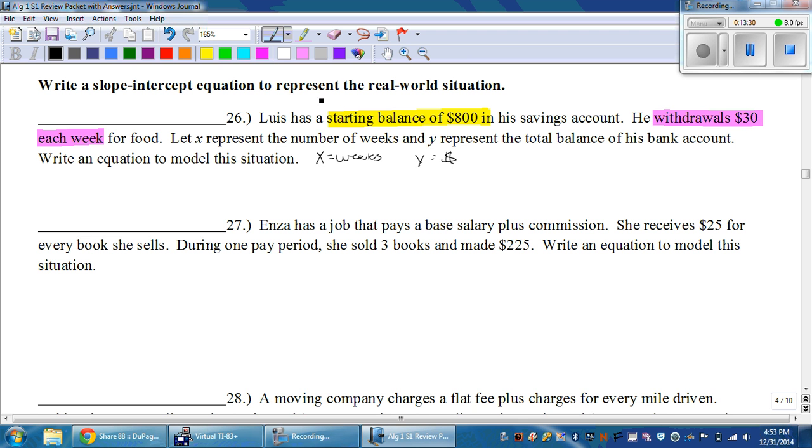Well, remember that each is telling us slope. So I know that slope has something to do with 30 and he's withdrawing that. So is he adding it or taking it away? Withdrawing means he's taking it away. And then b is that 800, which means he's starting with $800. So to write that, we would say that y equals negative 30x plus 800.